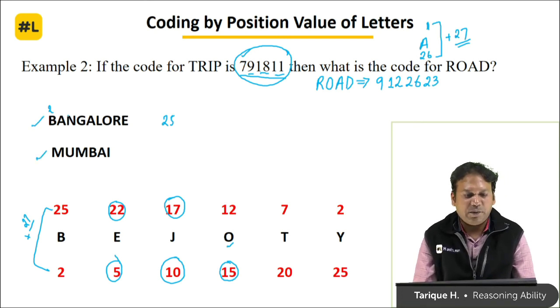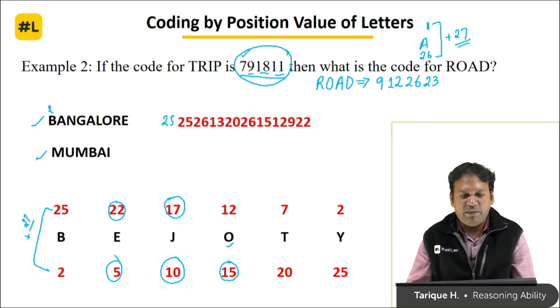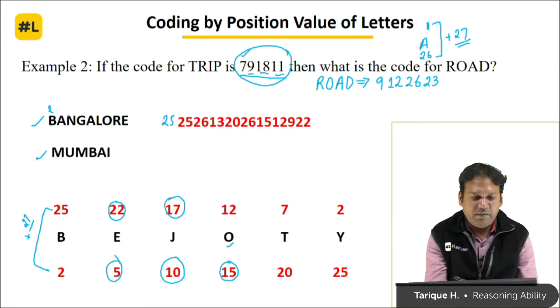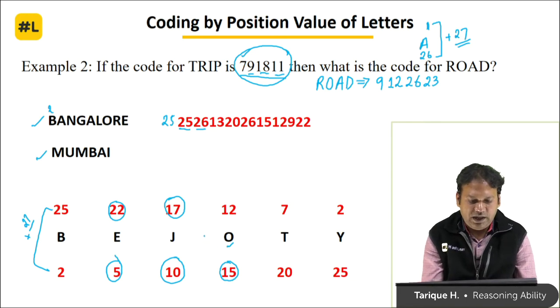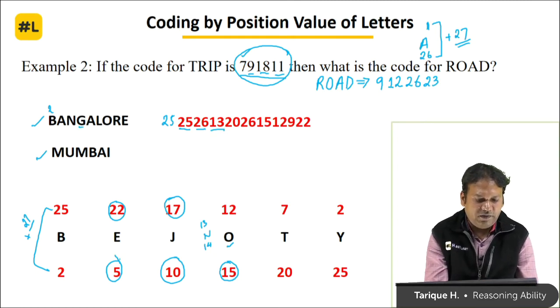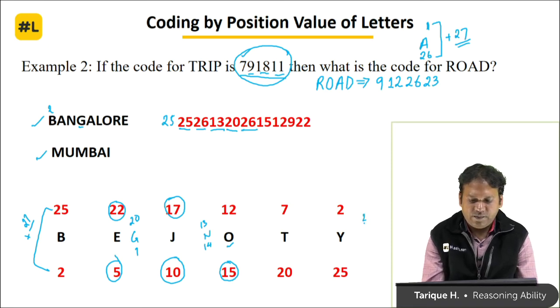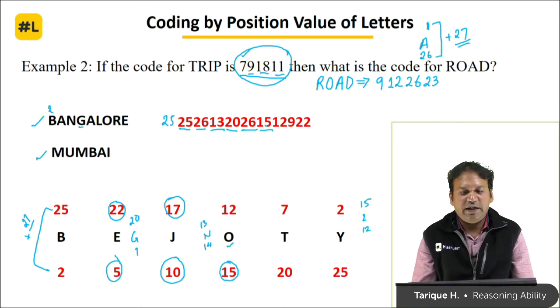What will be the code for Bangalore? See here, Bangalore will be 25 26 13 20 26 15. B is the 25th letter, A is 26. N from the beginning, O is 15, so N is 14, and 14 plus 13 is 27, that is how we get 13. G, E is 5, so G is 7, from the end G will be 20, that is how we get 20. Again A is 26, J is 10, we know L is 12, so 12 plus 15, that is how we get 15. That is how we are getting the answer quickly.